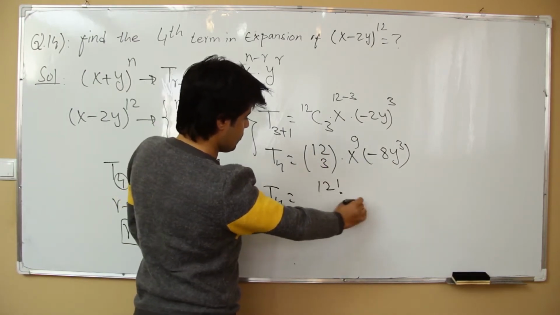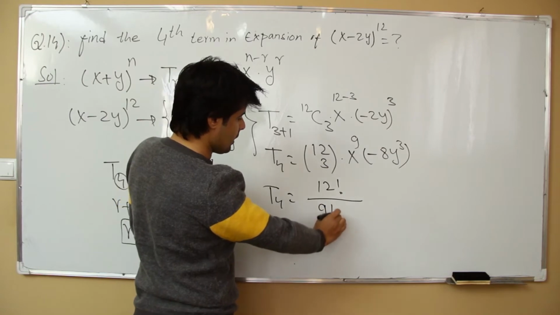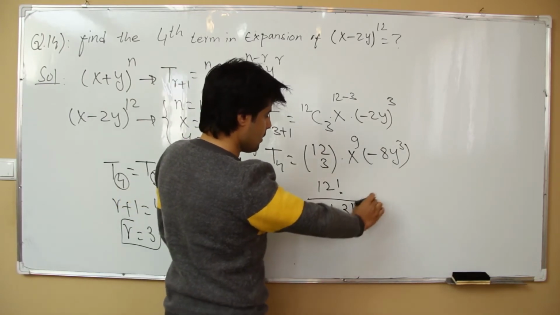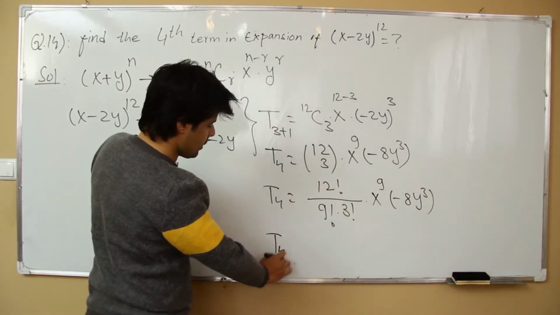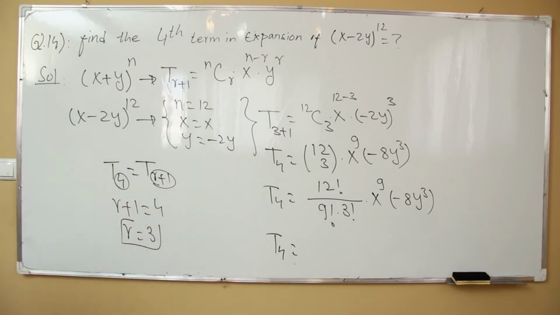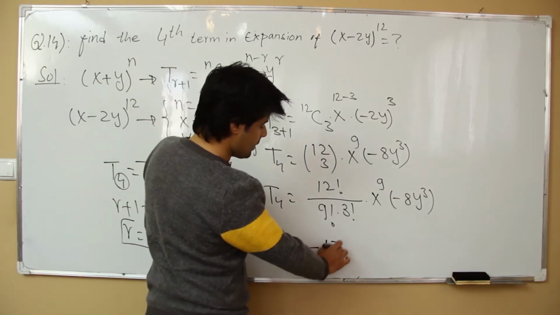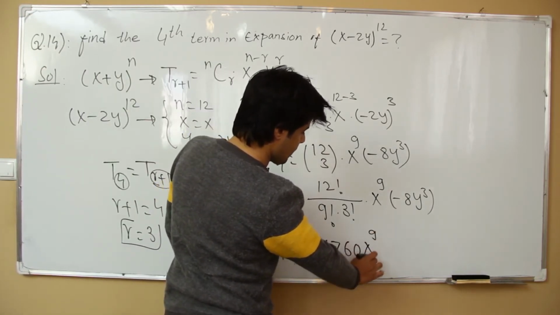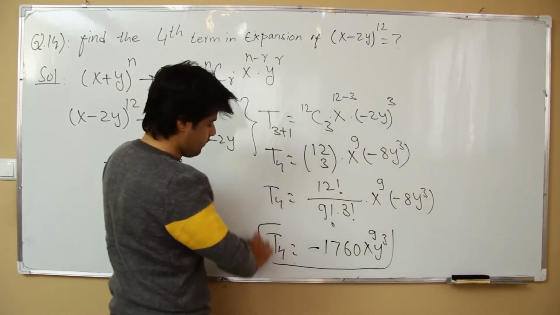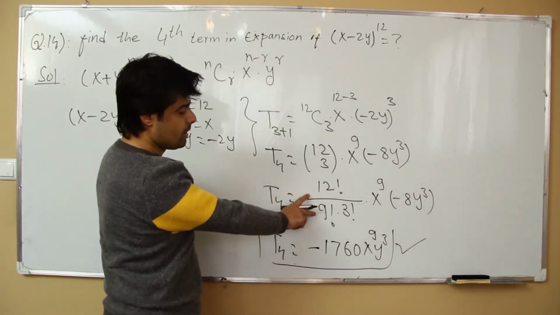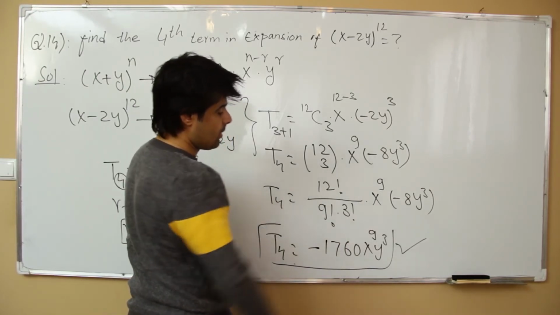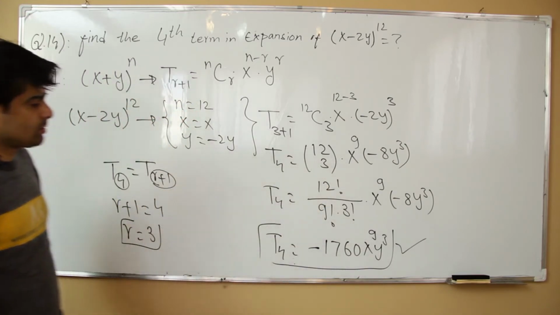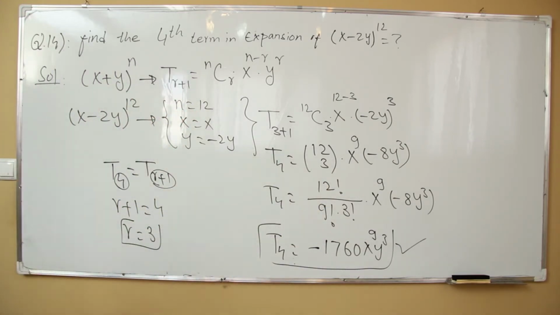This one means 12 factorial over 12 minus 3, 9 factorial, times 3 factorial, x to the power 9, minus 8y cubed. T4 is equal to, now if you simplify this one, you will find the answer minus 1760 x to the power 9 y cubed. I'm sure you can simplify this term. 12 factorial should be expanded up to 9 factorial, and this 3 factorial means 3 times 2 times 1, and you can cancel the terms which are cancelable. Write it please.